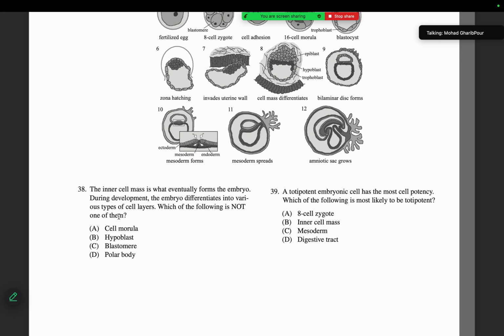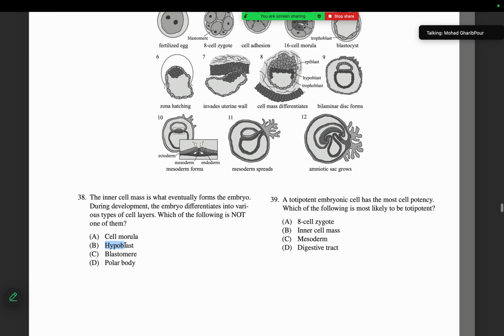So you guys, I don't think would know this one. So all of these are actually part of that differentiation. This one is not.